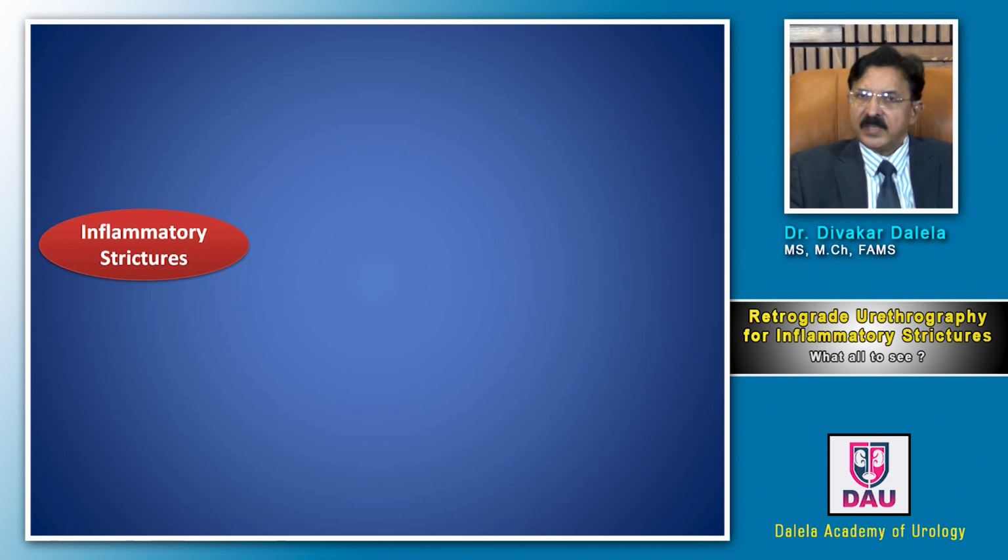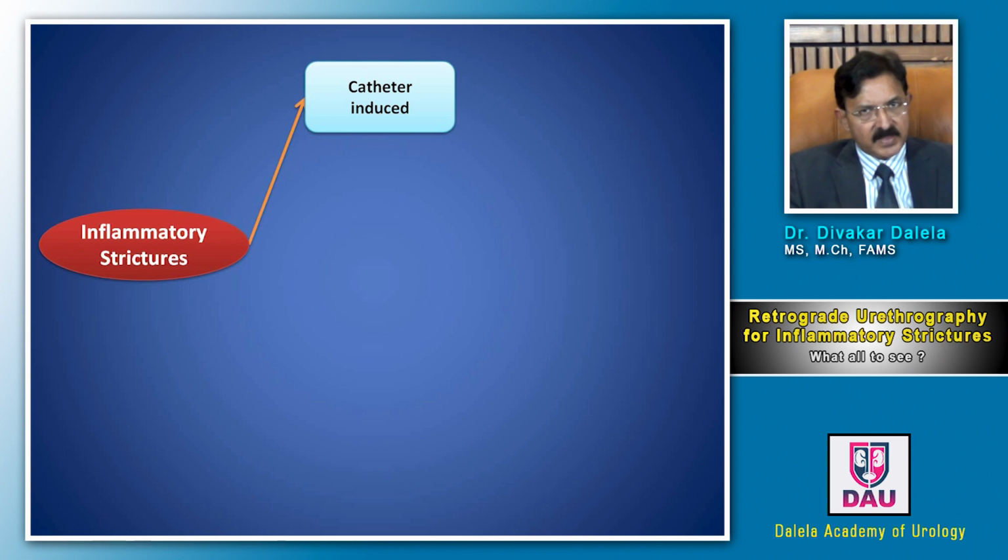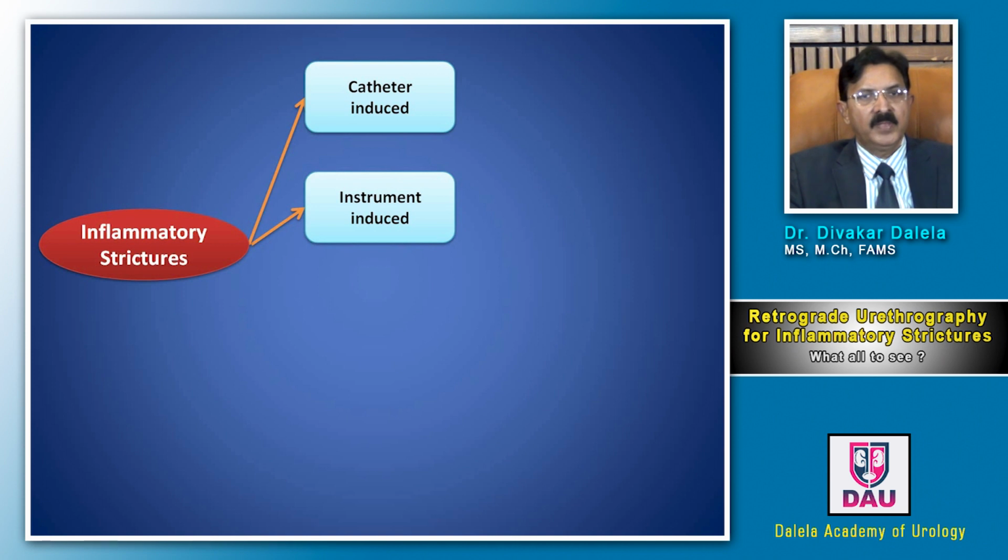In the inflammatory strictures, I said look into the morphology of the stricture in the film. Then I said look into what is the possible etiology of the stricture. And since we're talking of only inflammatory strictures, I put here inflammatory strictures. Now, inflammatory strictures can result from a catheter the patient had before, that's called catheter induced stricture, or this can happen as a result of instrumentation that might have been done in the urethra before, like a cystoscopy, like transurethral resection, or even metallic dilatation.